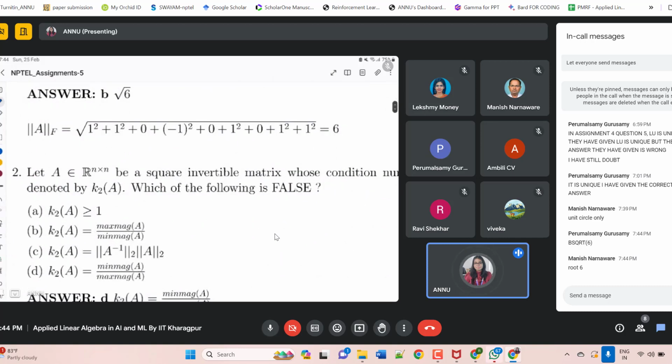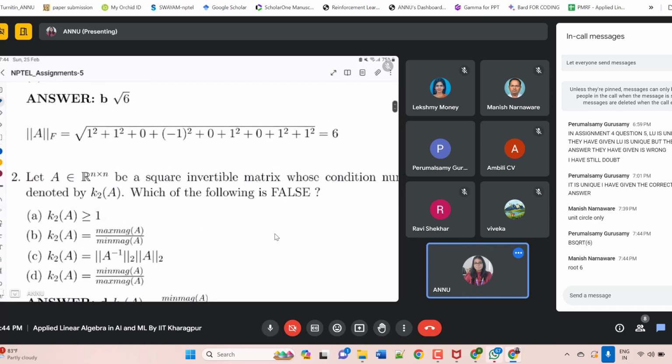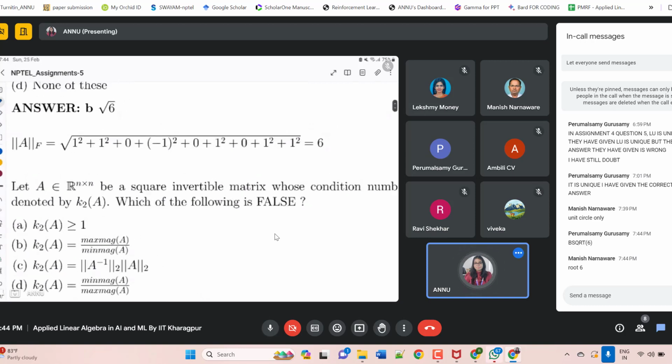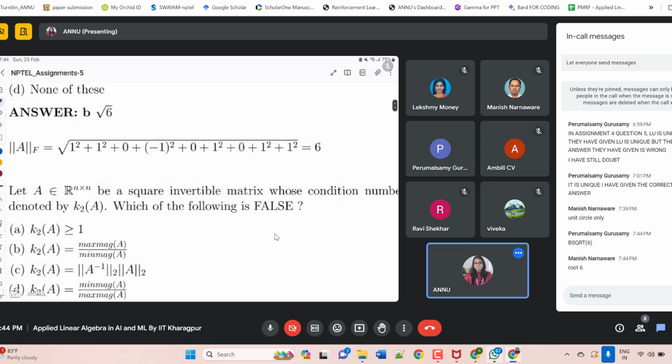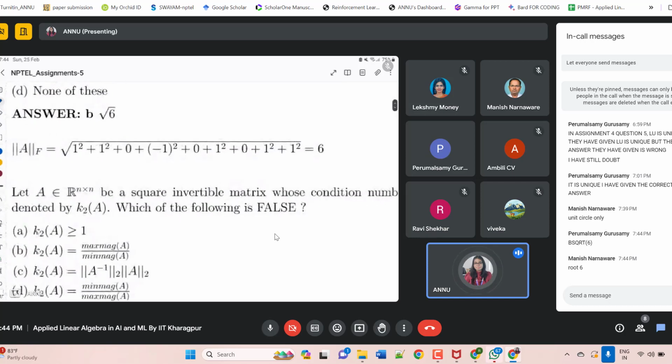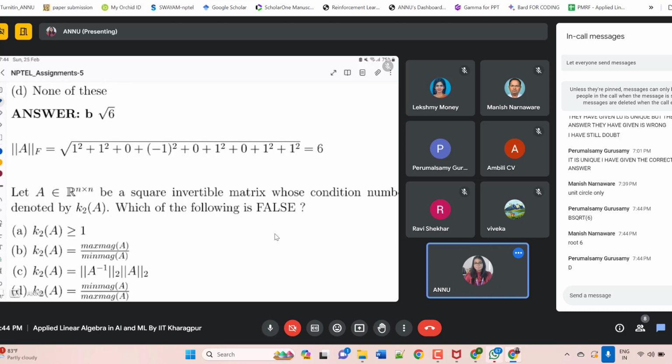What is the answer of this question? The question is: let A be a square invertible matrix whose condition number is denoted by this thing. Which of the following is false? Tell me: A, B, C, D. Guruswami told D. I think everyone will agree with that. We just now saw the property of this condition number. That's clear, D is false.